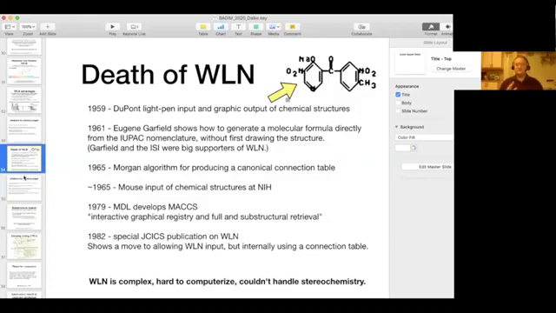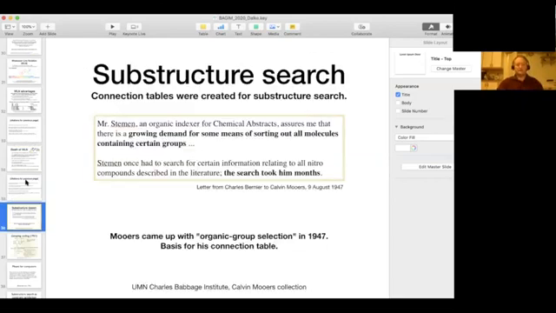But you also see that programs are shifting to moving WLN as input, but internally they're using connection tables. So connection tables, what are those? Those are something that was developed for doing substructure search. And I've been able to find probably a blog about this at some point. I'm able to track it back to 1947.